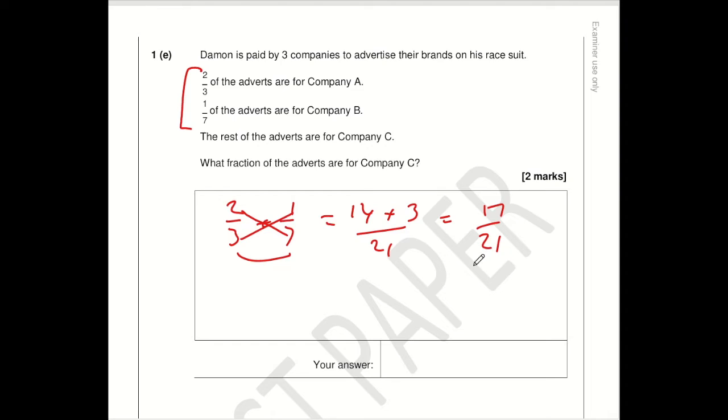So the rest are company C. If 17 out of 21 are A and B, then the remainder, which is company C, is going to be 4 over 21.